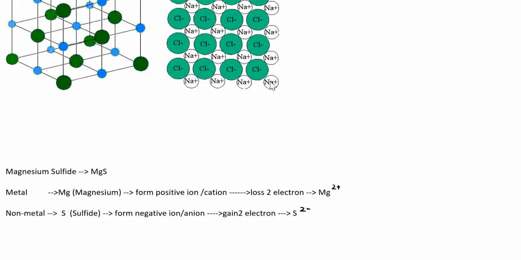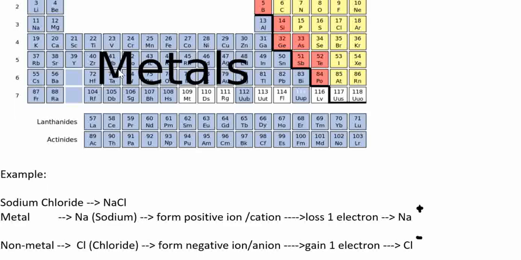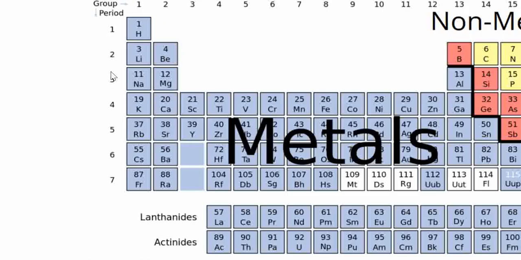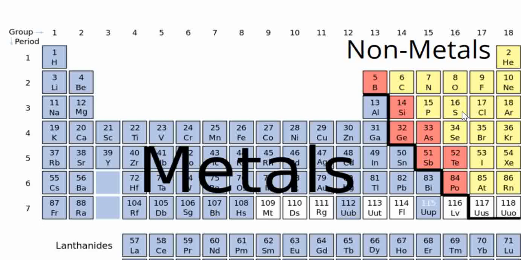We go to the next example, which is magnesium sulfide, or MgS. In here the metal is of course magnesium. Magnesium is in group 2. Where is magnesium? It is here in group 2. And sulfide is in group 6.